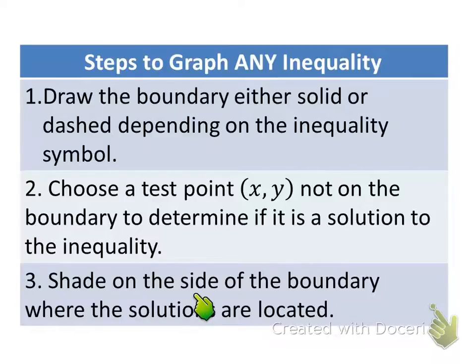You shade on the side of the boundary where the solutions are located. So if you get a true statement, you shade on that side of the boundary. If you get a false statement, you shade on the opposite side of that boundary. Whenever I say sides, it's nice to say sides when you're dealing with a line. When we're dealing with a parabola, you're either going to shade inside the parabola or you're shading outside the parabola.